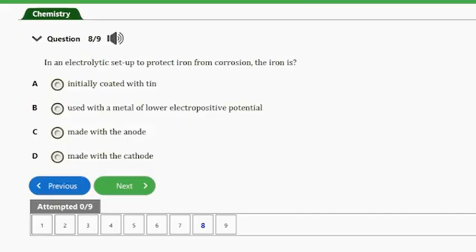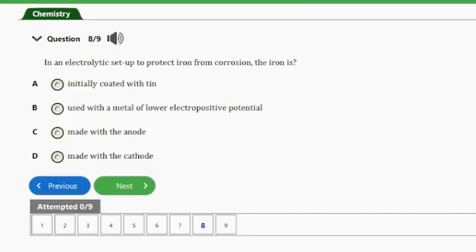So guys, actually the iron should be made the cathode because it's supposed to be reacted with a metal that is more electropositive, a metal that has higher electropositivity, like the magnesium or the zinc. So guys, in this situation, this is a cathodic reaction actually. So in this situation, the metal used here has a more electropositive potential than this iron, and in that case option D should be the answer to this question, and that's made the cathode.